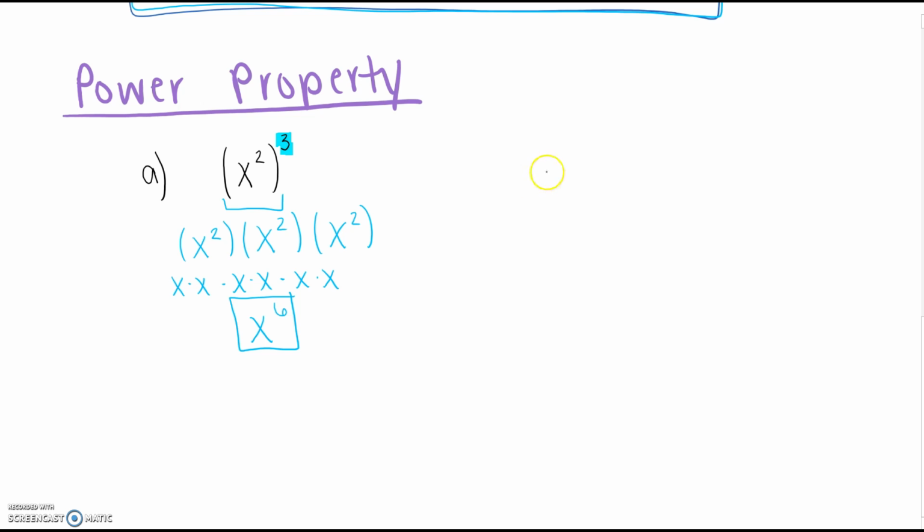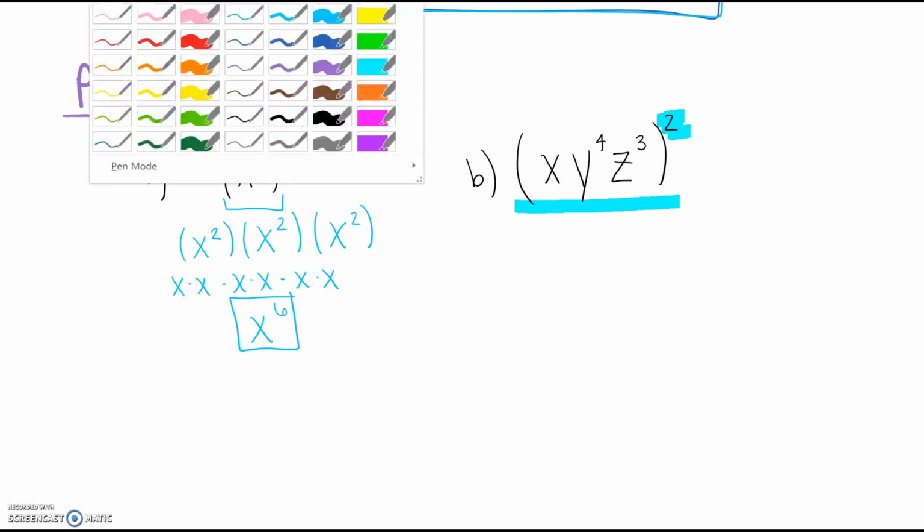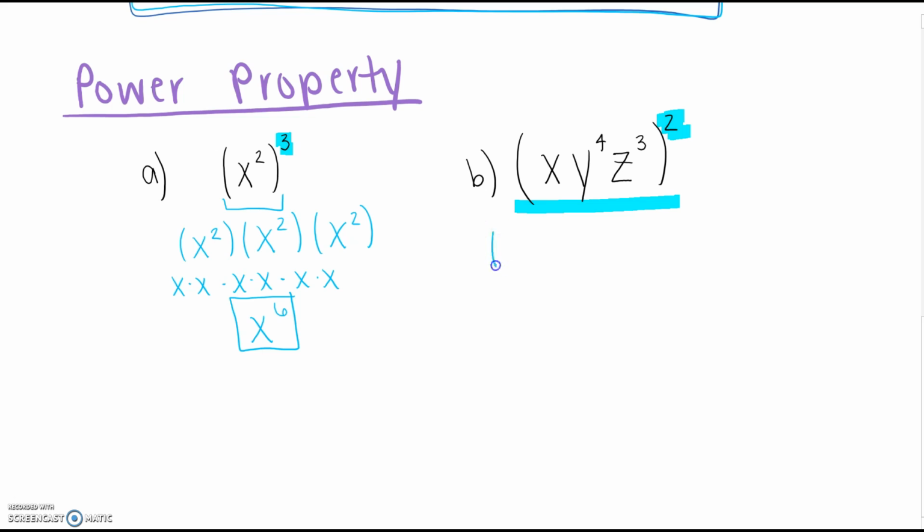Another example could be like x y to the 4th z cubed, we'll keep it small for now, all squared. So again, this 2 is telling us to write this whole thing twice. Oops, wrong color. So that would be x y to the 4th z cubed times x y to the 4th z cubed.